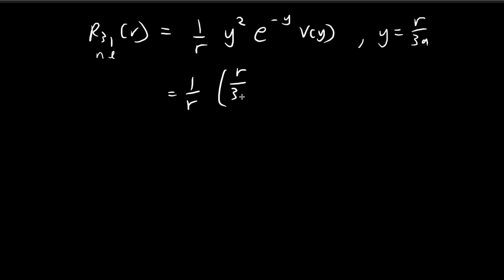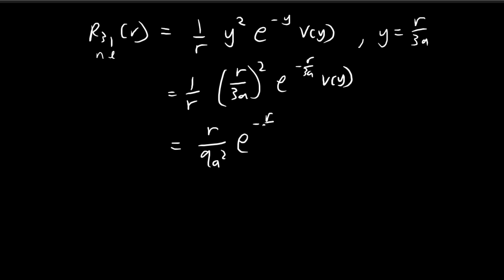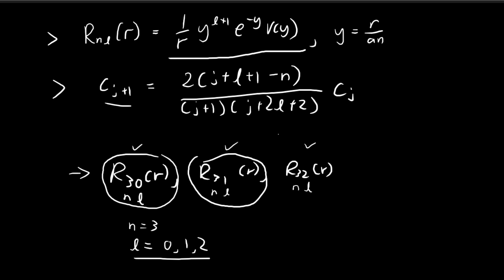So now we can just substitute this directly in, and then this will be multiplied by v of y. And then obviously I can just square this, so r squared cancels out with one of the r's in the denominator, so we get r divided by 9a squared times e to the power of negative r over 3a times v of y. So once again, the next task is to find v of y using this recursion formula.